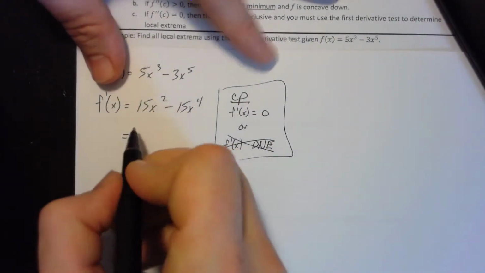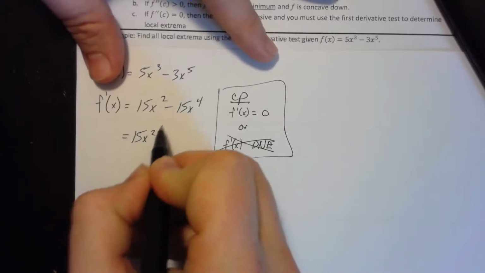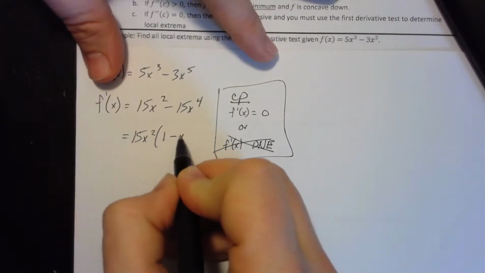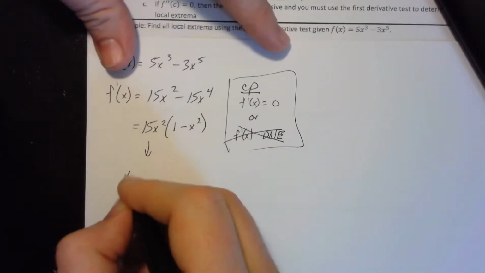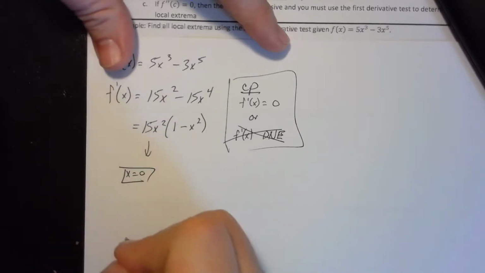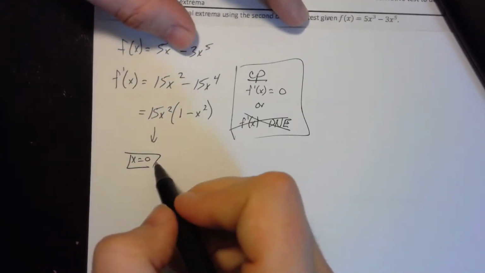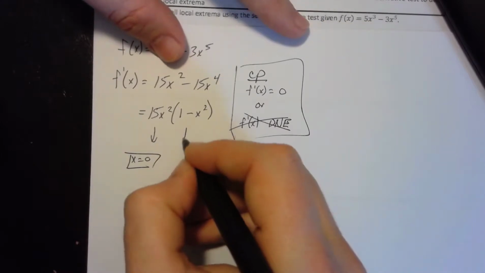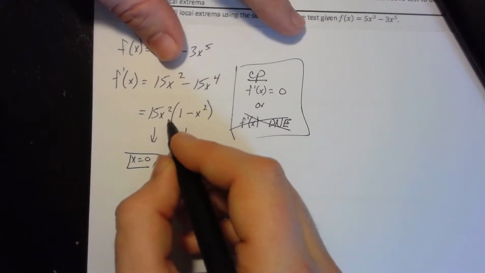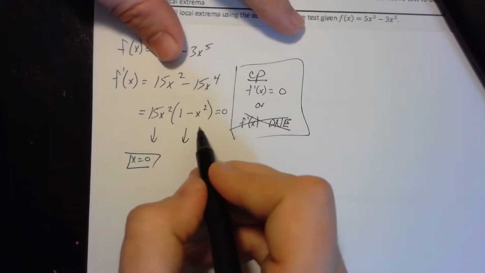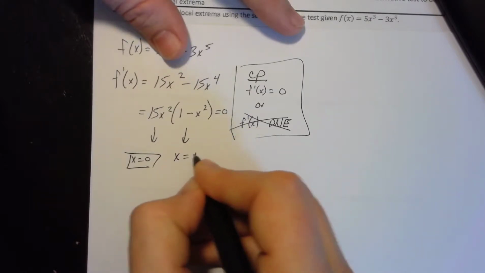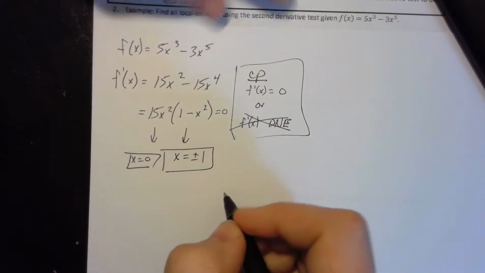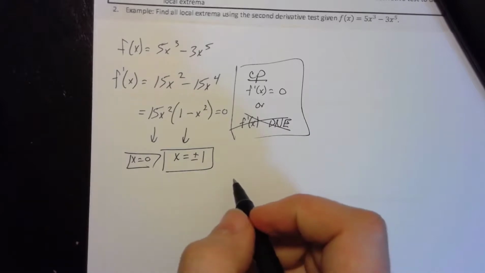So if I set this equal to 0 and factor, I'm going to have 15x squared factored out, giving me 1 minus x squared. This one here is going to give me x equals 0. Technically, it's going to happen twice at that location, but I'm just going to leave it there as x equals 0. For this one, if I add the x squared to both sides, setting it equal to 0, I'll end up having x equals plus or minus 1. So I have three different critical points for this function.